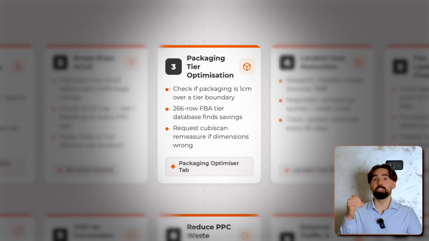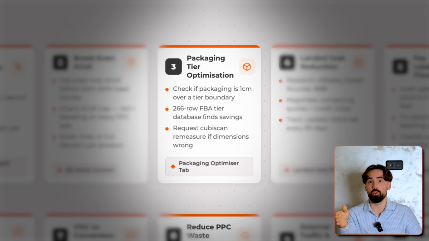Step 3 is packaging tiers, and this is easy profit. Most people actually ignore it. Amazon charges you based on which size tier your product falls into. If your packaging is 1 centimeter over the boundary, you're paying the next tier on every single unit.